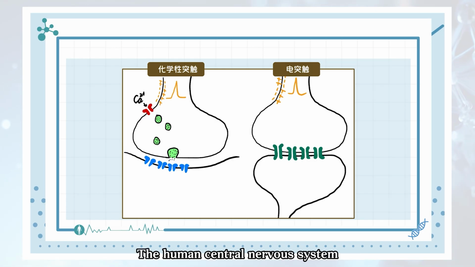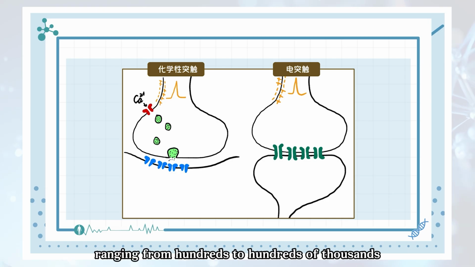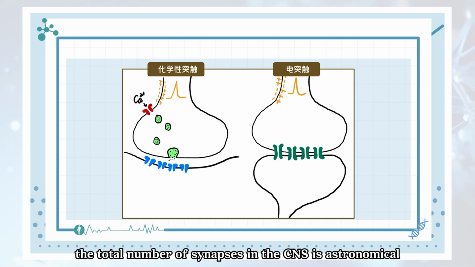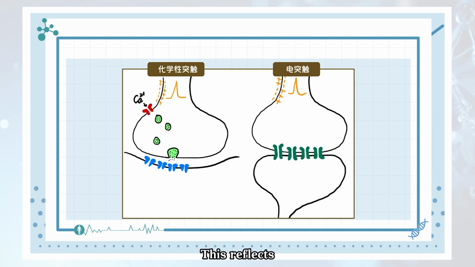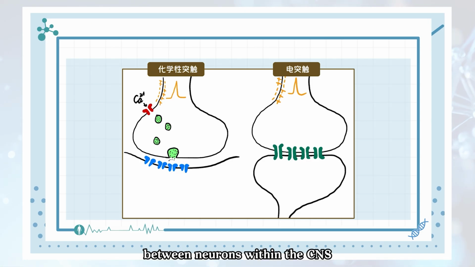The human central nervous system has approximately 10 to the power of 11 neurons. Each neuron forms synapses with other neurons, ranging from hundreds to hundreds of thousands. Therefore, the total number of synapses in the CNS is astronomical. This reflects, from one perspective, the extreme complexity of communication between neurons within the CNS.